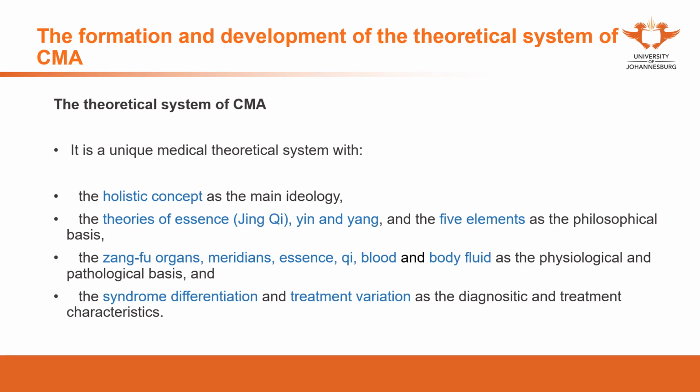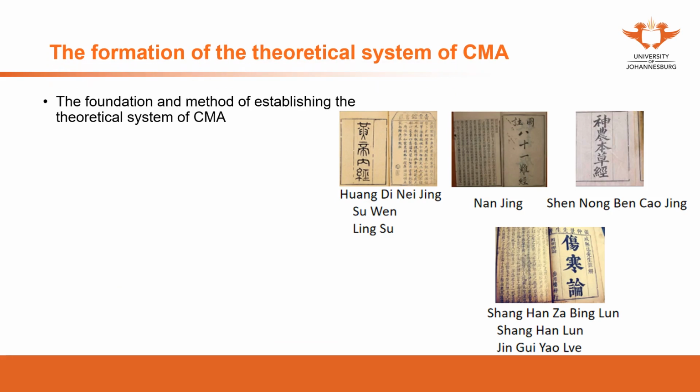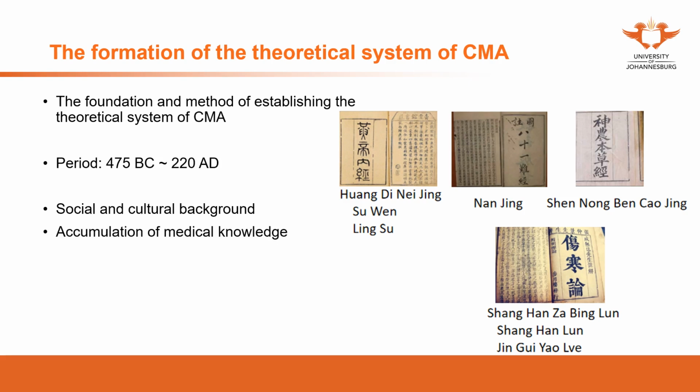The philosophical basis. These are the Asian philosophies we're going to study. So where do they come from? The first is the four classics. When we discuss the history, we said the four classics represent the establishment of the formation of Chinese medicine and acupuncture.